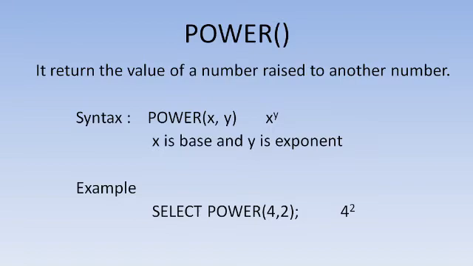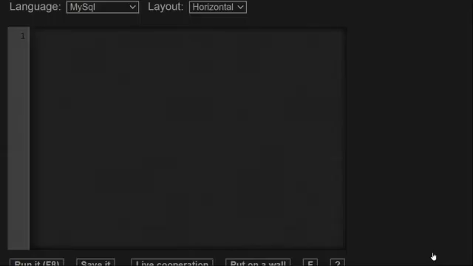The power function returns the value of one expression raised to the power of another expression. Syntax is given here: power(x, y), where x to the power y, x is the base and y is the exponent. Example: select power(4, 2) means 4 to the power 2 and the output will be 4 into 4, that is 16. Next we will practice the power function in online SQL.